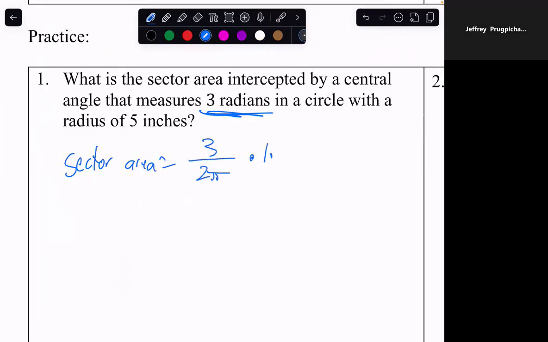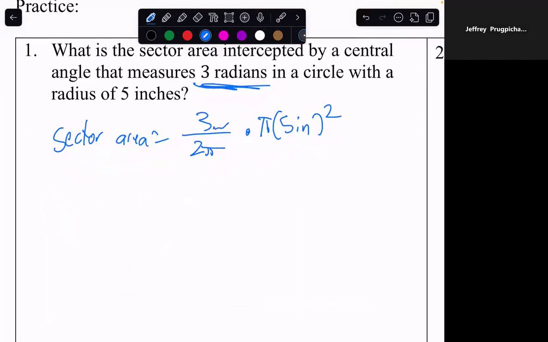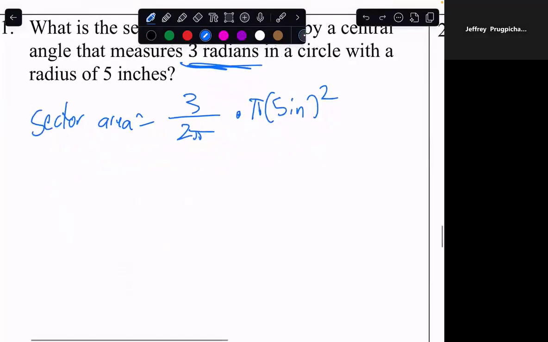So it's 3 over 2 pi times pi r squared. Again, not 3 pi, just 3. So this time we can't really simplify the fraction at all, so just leave it alone. We can simplify this part: 5 squared is 25. So just keep the fraction.